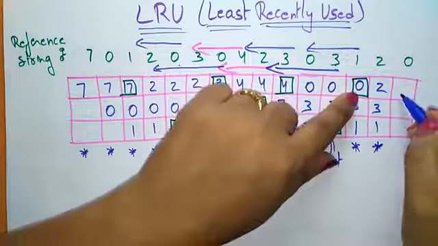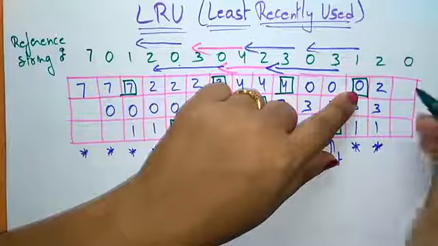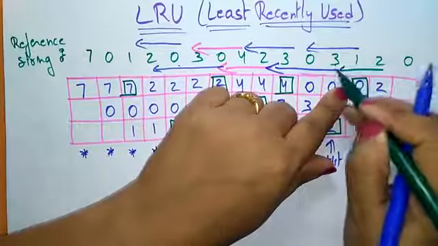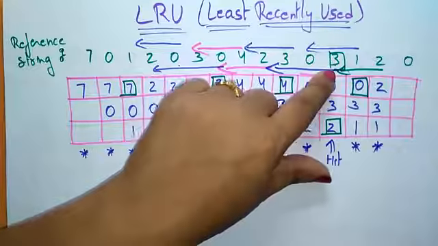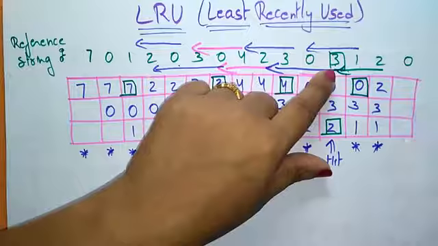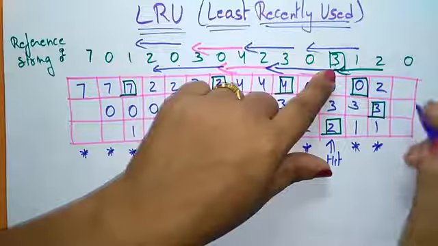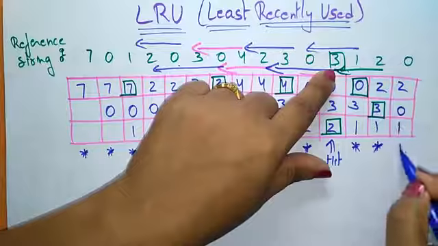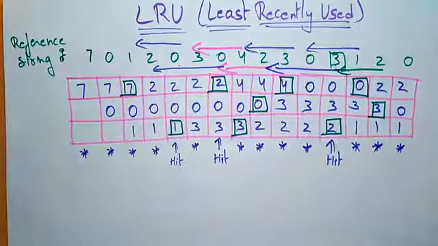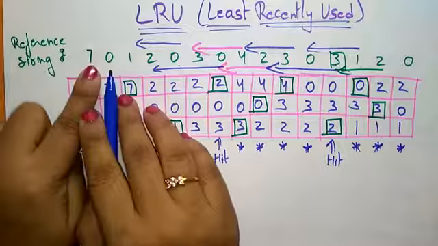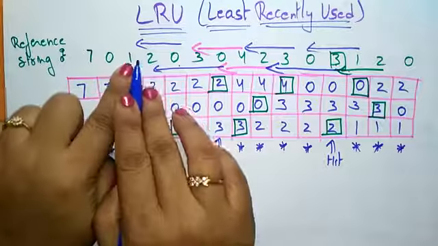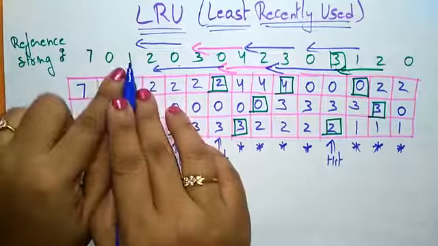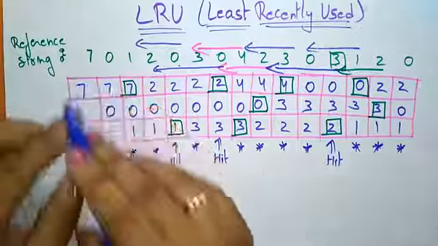Now 0. Again check which is the least recently used. 2 is most recently used, 1 is next. So 3 is the least recently used. So in place of 3, I have to replace with 0, 2, 1. So this is also a page fault. So this is how the least recently used page replacement algorithm works. We have to replace the page which is least recently used. The first number is the most recently used, and the last number is the least recently used.